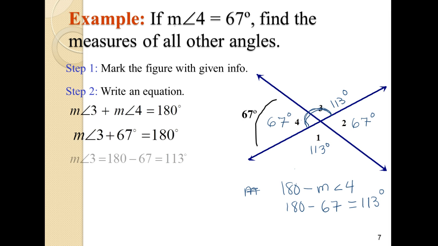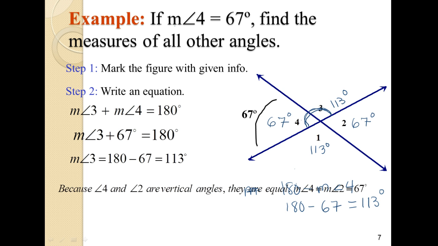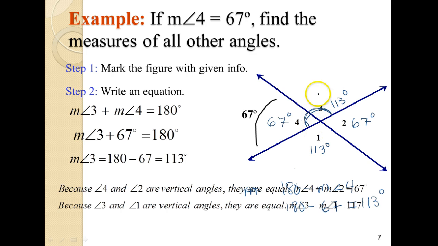Alright, so this is the fancy way of doing it, but again, all you have to know is that measure of angle 4 and 2 are vertical angles right here, so they will be equal to one another, and then 3 and 1 will be 113.